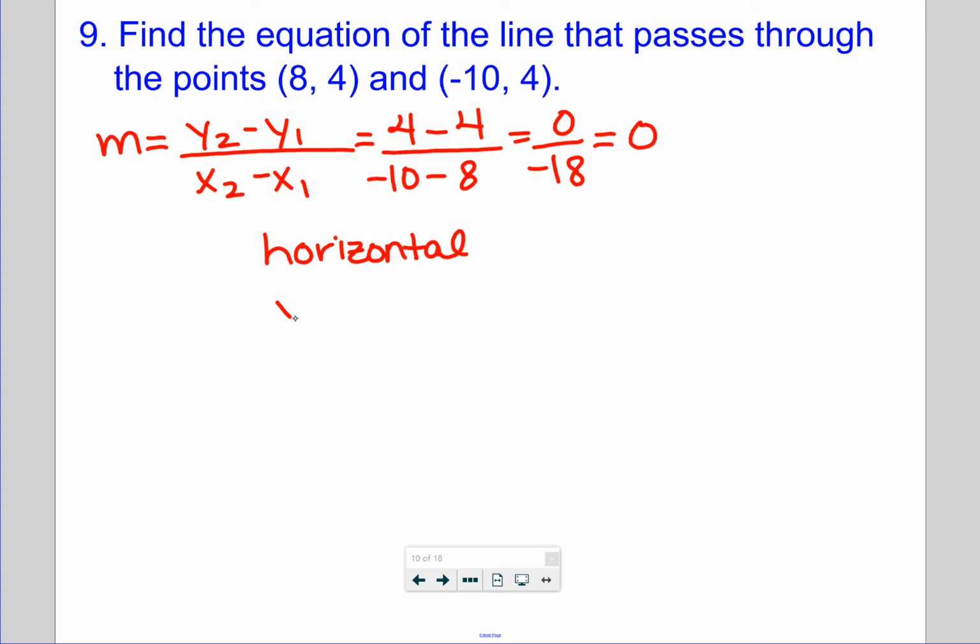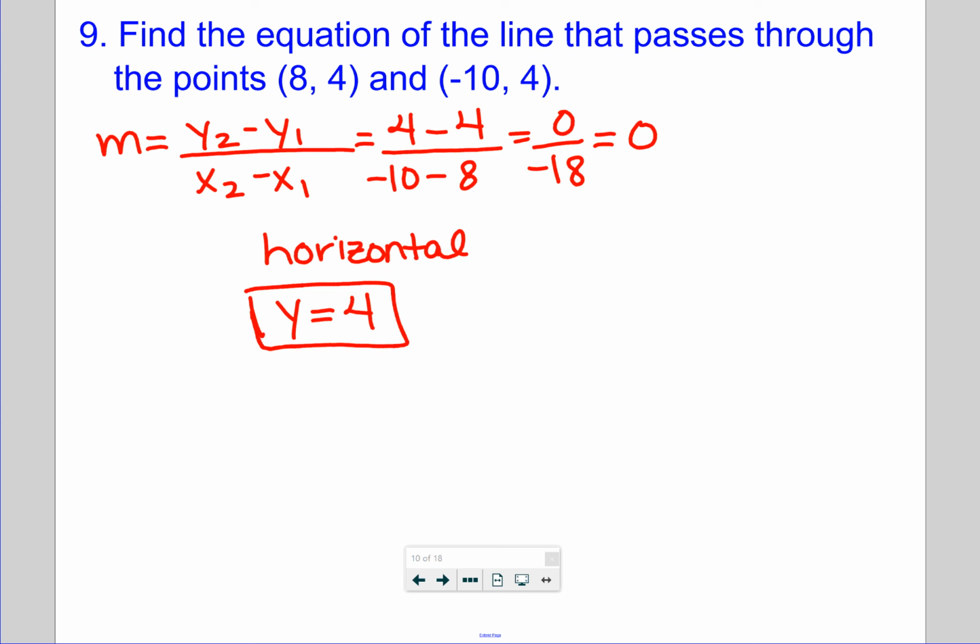And you need to write your equation as y equals a number. Now going back to the original points here, you can see the y value in each point is 4. So that tells me what my constant is. y equals 4 is the equation of your line.